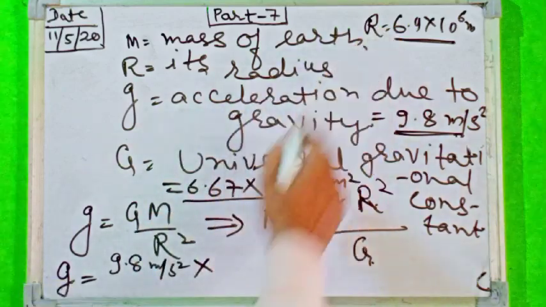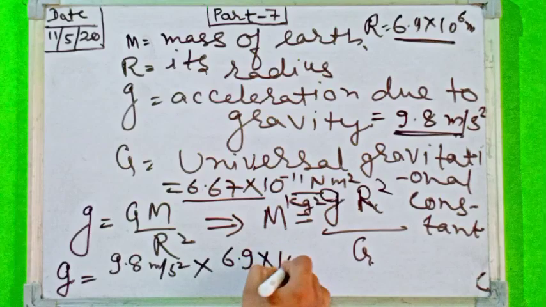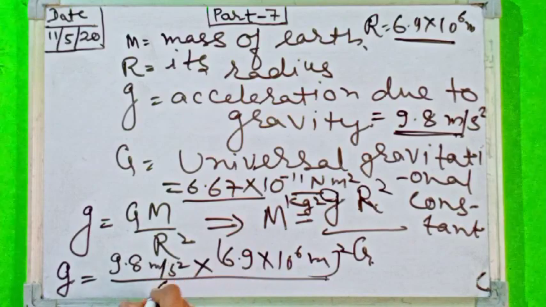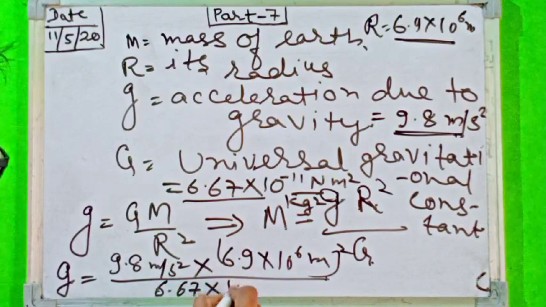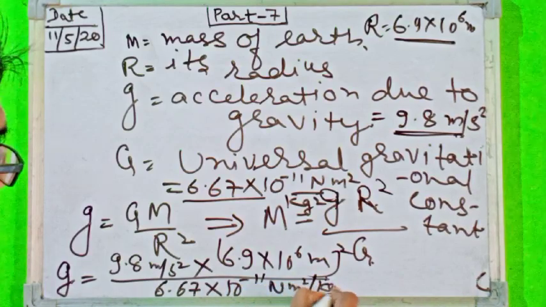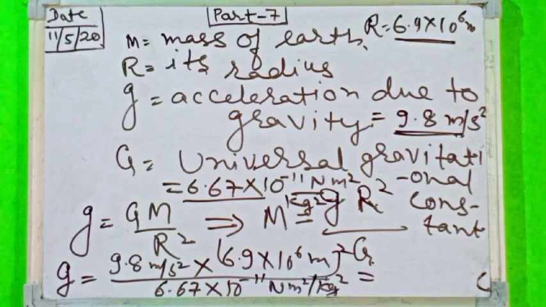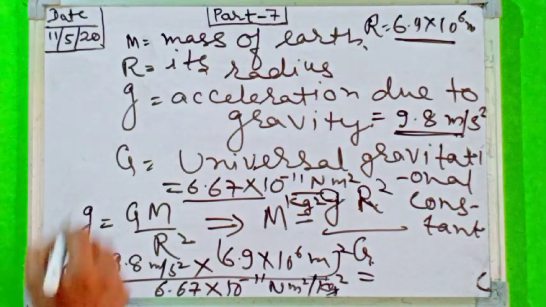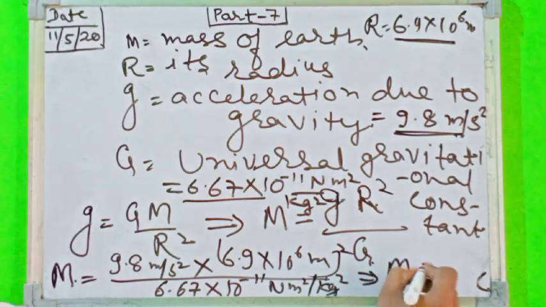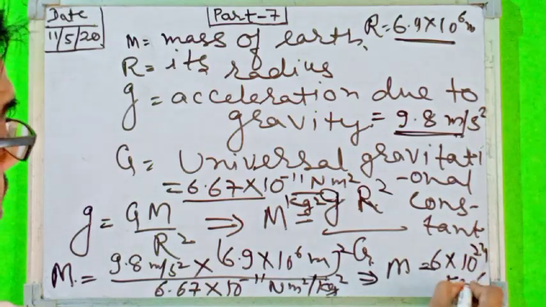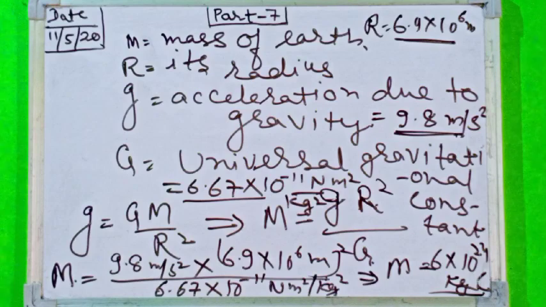R is 6.9 into 10 to the power 6 meter, whole square, and G is 6.67 into 10 to the power minus 11 Newton meter square per kg square. From putting these values and after calculating, we get the value of capital M, and the value of capital M is equal to 6 into 10 to the power 24 kg.